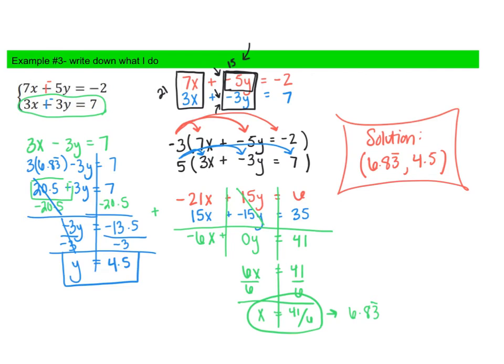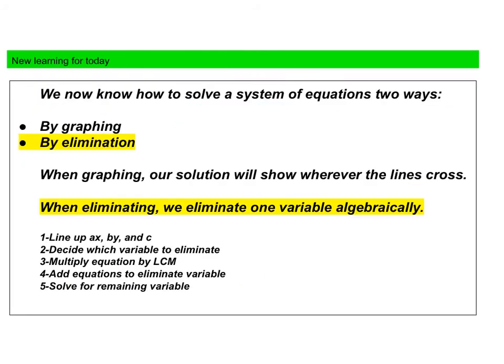And we're going to move into our new learning overview and then our exercises. All right, so we now know how to solve a system of equations two different ways, by graphing. This is what we learned all before fall break, and now we have started, we'll work on this tomorrow as well because it's pretty difficult at first to get, is through elimination. When graphing, our solution will show wherever the lines cross, right? But they don't always cross on crosshairs, so that's why we have to use things like elimination.